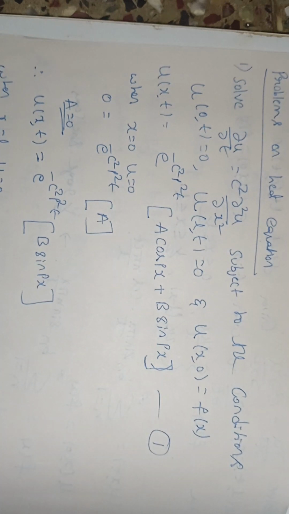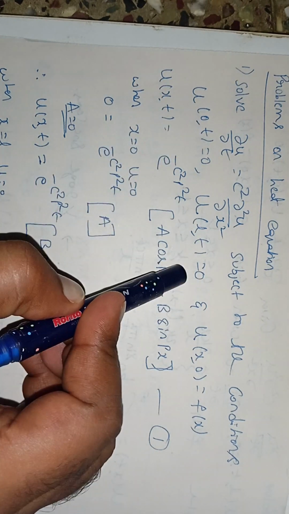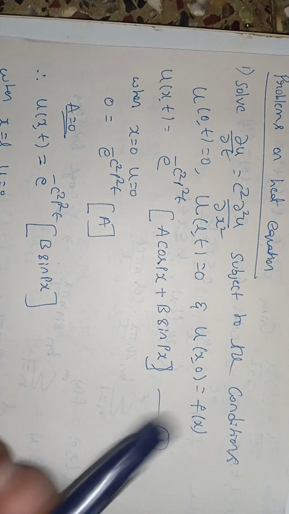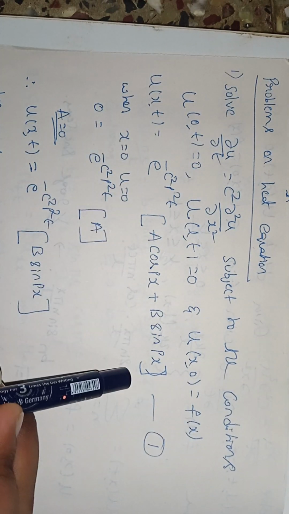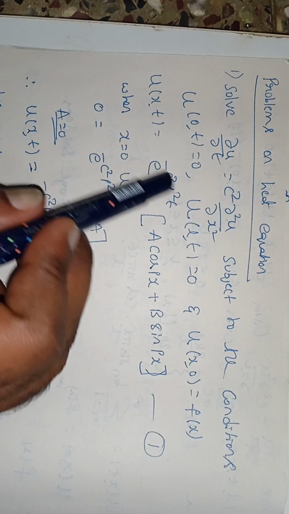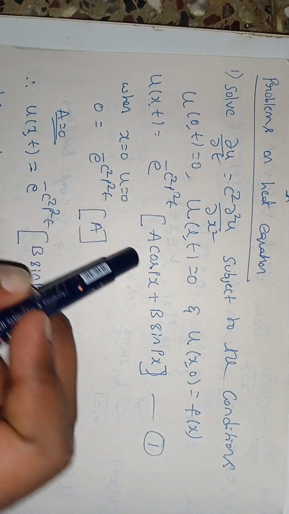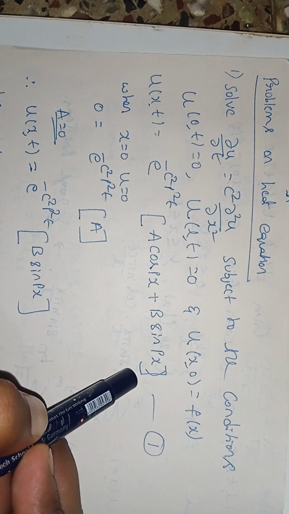So here the first two conditions will be the same. For any problem, the first two conditions will be the same: u(0, t) = 0 and u(l, t) = 0. The last condition you have to use after simplifying. So here this is the general solution, u(x, t) = e^(-c²p²t) (a cos px + b sin px).